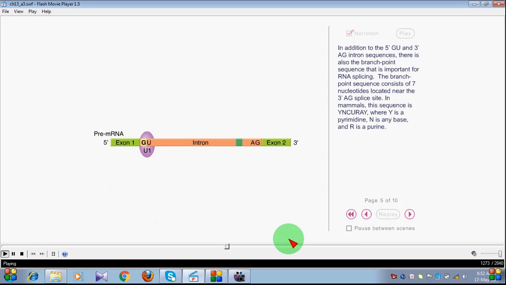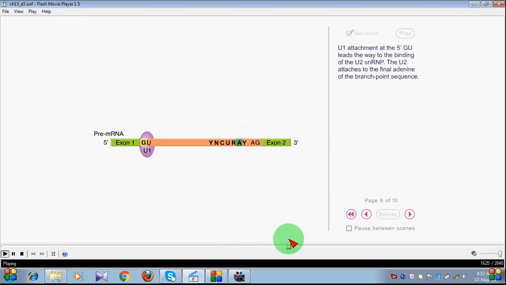In addition to the 5' GU and 3' AG intron sequence, there is also the branch point sequence that is important for RNA splicing. The branch point sequence consists of 7 nucleotides located near the 3' AG splice site. In mammals, this sequence is YNCURAY, where Y is a pyrimidine, N is any base, and R is a purine.